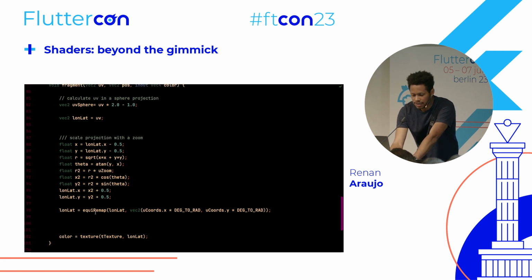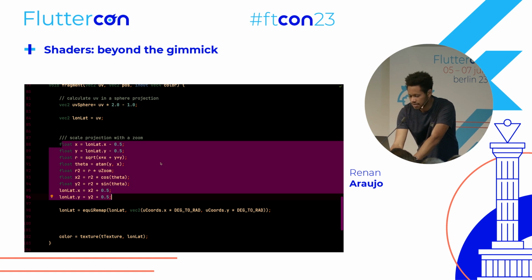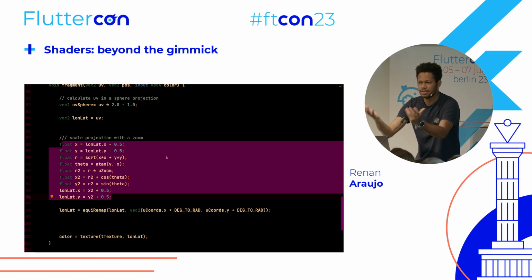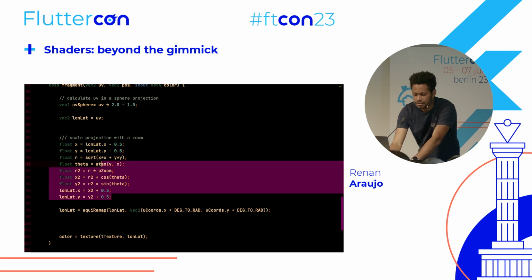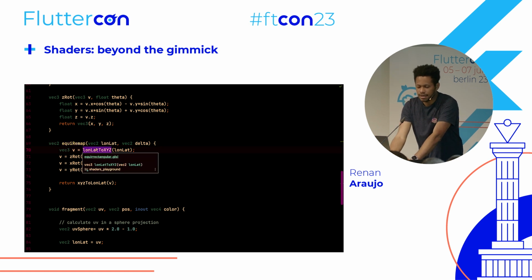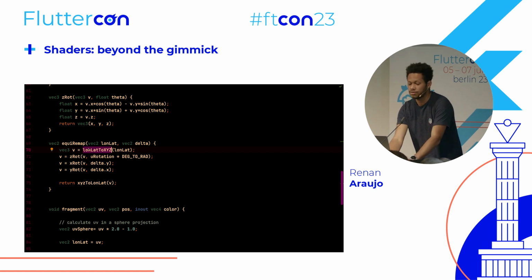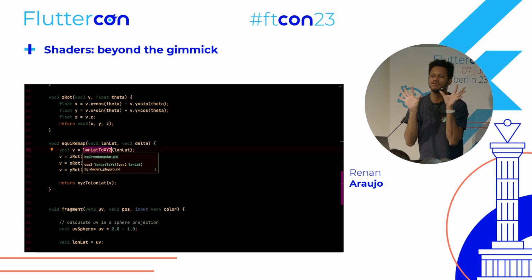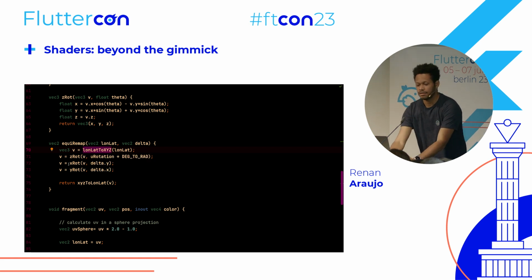What we do in the end is, first, we scale, because in this shader example we can zoom out and zoom in. So this is the logic for scaling the sphere. But there's also the equirectangular remap. So we convert the vector 2 that we passed through a uniform into an actual position on a sphere. So we basically transform the texture into a sphere.